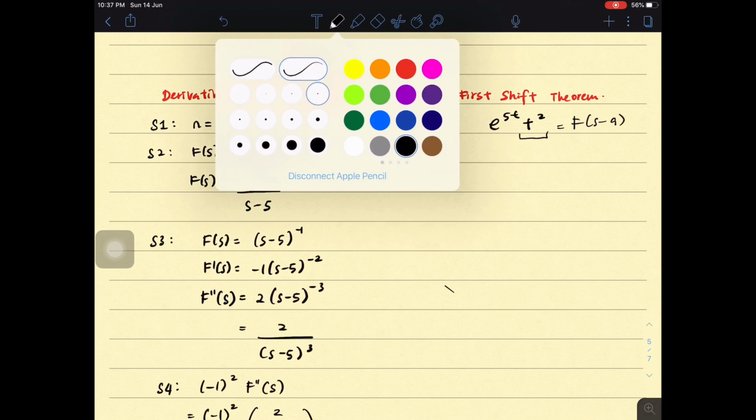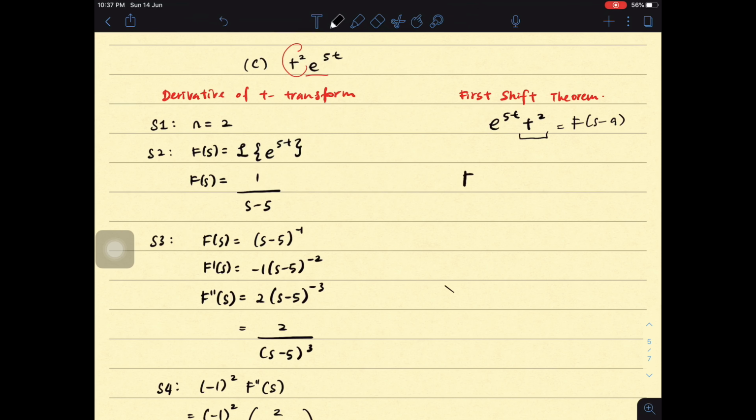So first, we find F(s), the Laplace transformation of the function t square. Using the formula of Laplace transformation for t to the power of n, which is n factorial over s to the power of n plus 1, our n is equal to 2, so n plus 1 is 3. Therefore, F(s) is equal to 2 factorial over s to the power of 3, which is 2 over s to the power of 3.